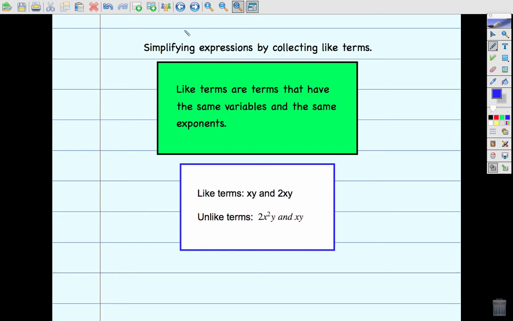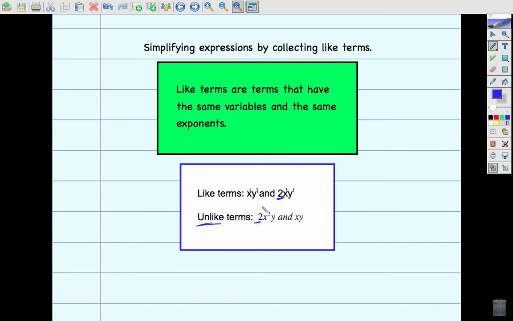We're going to simplify these expressions by collecting like terms. Like terms are terms that have the same variables and the same exponents. So when we see these like terms, this is x to the first, y to the first, and 2x to the first and y to the first. Our coefficient out front doesn't matter, we're just looking at our exponents. And if it doesn't tell us an exponent, we automatically already know that the exponent is 1. So these are like terms because they have the same variables and exponents.